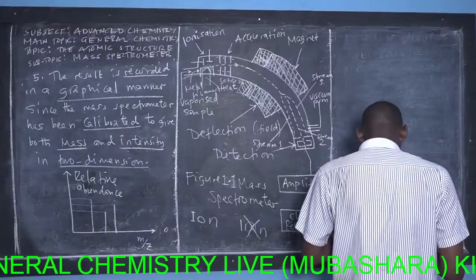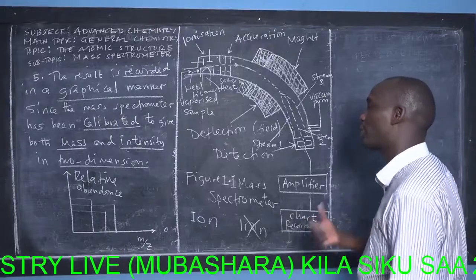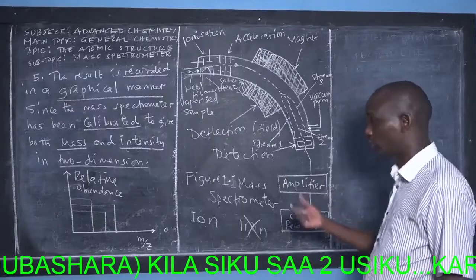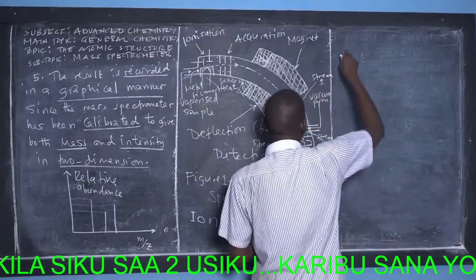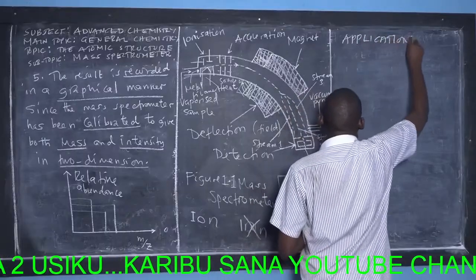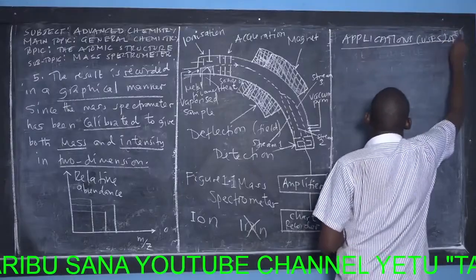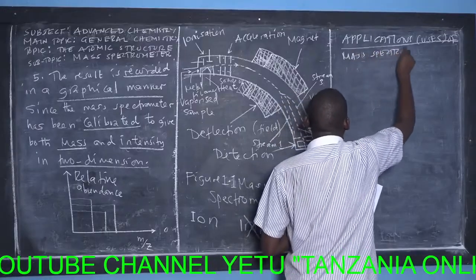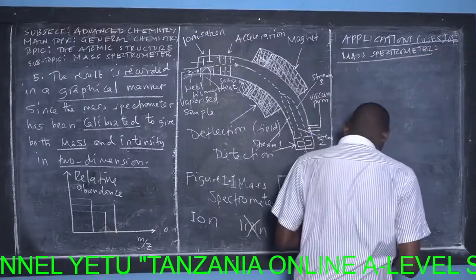Remember that this is not a limitation, that this is all there is about the mass spectrometer, but I've tried my level best to summarize and give you the concrete issues that you need, according to the requirements of the syllabus. Okay? So uses or applications of the mass spectrometer. What are the applications of the mass spectrometer? That's the question.